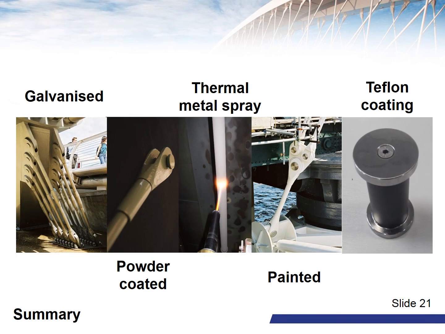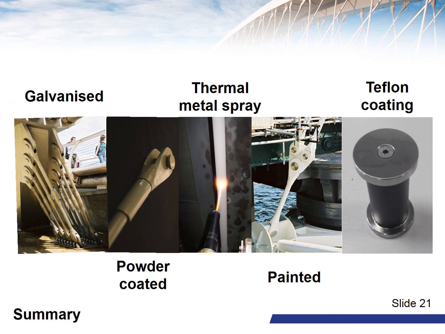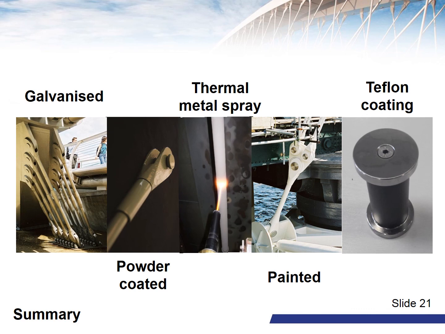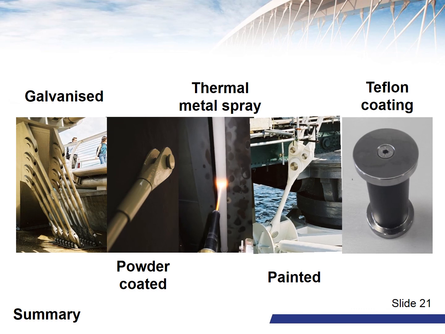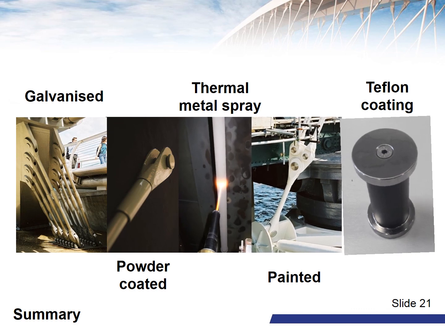You'll be happy to know that the presentation has finally come to an end, and we'll just quickly recap on some of the available coatings at Macalloy. So as standard, we offer galvanised, powder coated, thermal metal sprayed, painted and Teflon coated products. But as always with Macalloy, we're quite happy to offer non-standard coatings. So if you do have a coating in mind for a project, please do approach us and we'd love to have a look at it for you.